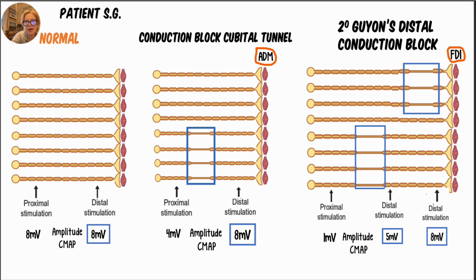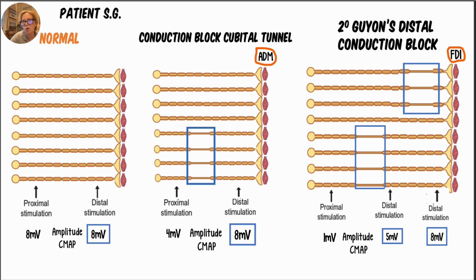In the second one, we have a conduction block on the ADM, and half the axons are working and half of them are not. So we've got 4 and 8. If you go distally and measure into the muscle, all 8 of those axons are going to pick up. If you go proximal, half of them aren't.